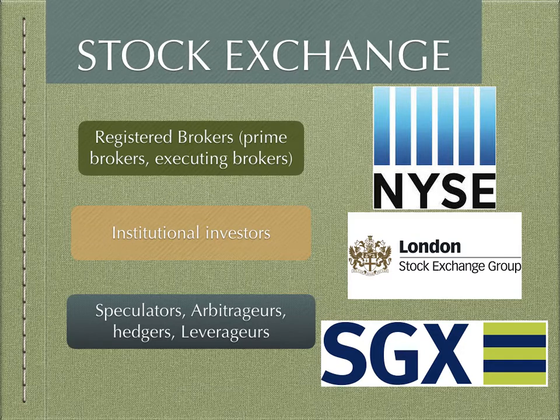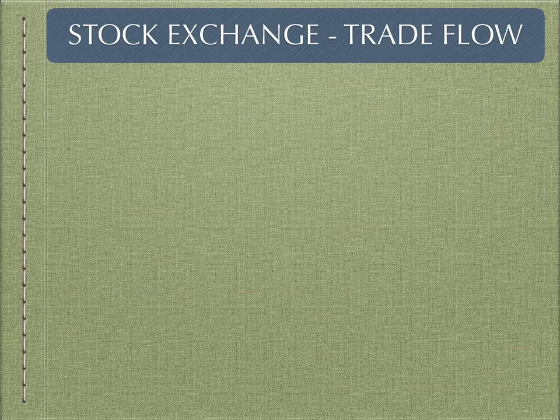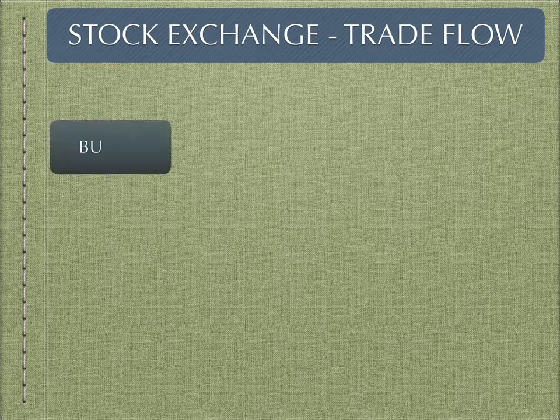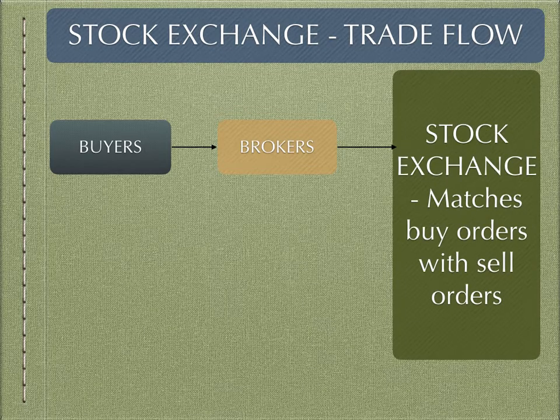This is only from the trading perspective. From the settlement perspective, we have depository, custodian, etc., on which we'll be uploading videos separately to understand the role of each of them. The trade flow of an equity trade on a stock exchange is very simple. The buyers place buy orders with their broker. The broker then places the identical order on the stock exchange.